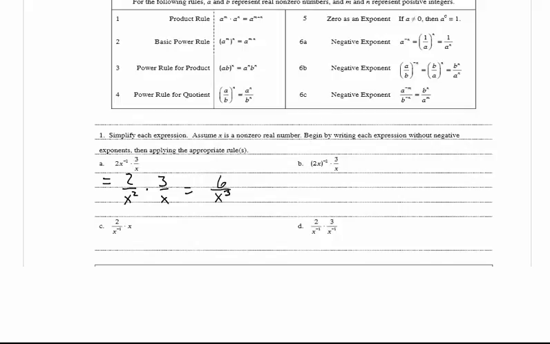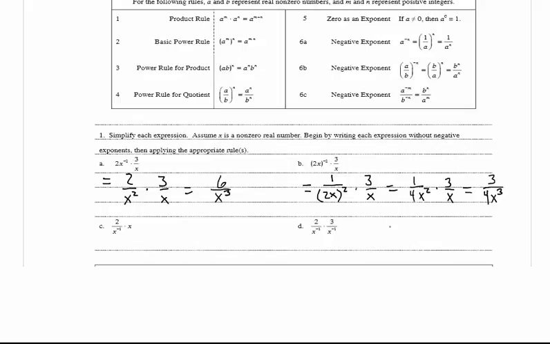In B, we have 2x to the negative 2 times 3 over x, and now our 2x is in parentheses. So the 2 is also going to be raised to the negative 2 power. So we're going to rewrite it first with a positive exponent, and this is equal to 1 over 2x squared times 3 over x, and this is equal to, now 1 over 2x squared can be written as 1 over 4x squared, and then we have times 3 over x, and this is equal to 1 times 3 is 3, and 4x squared times x is equal to 4x cubed.